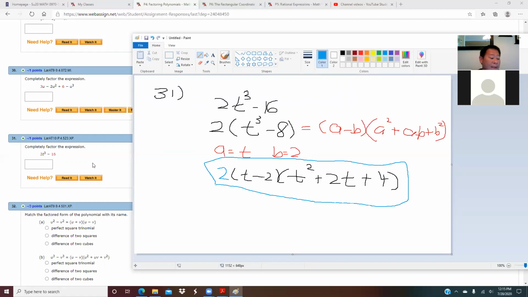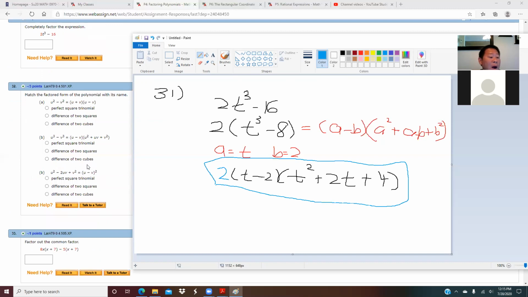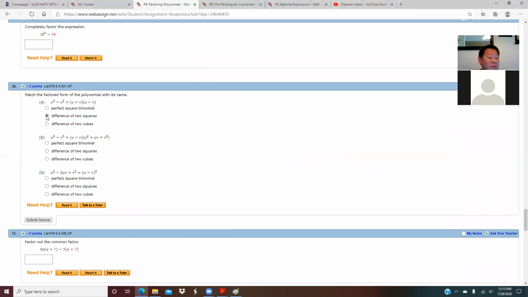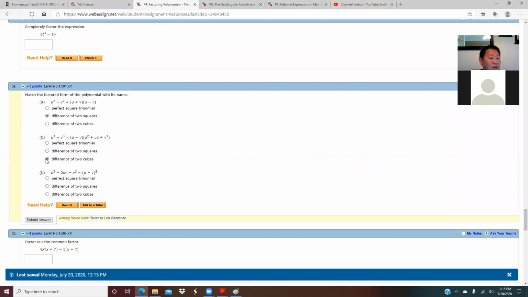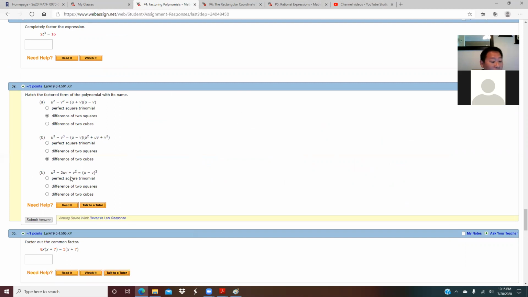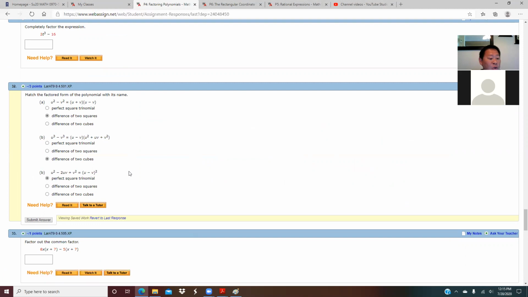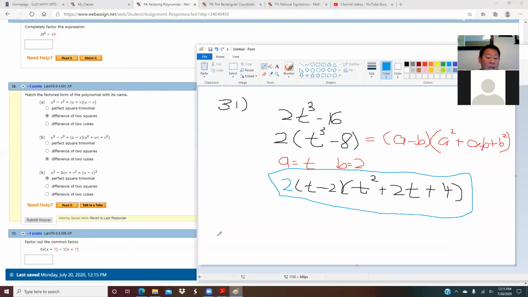And lastly, for question 32, match which are the factors in this case. This is from the notes. This is called the difference of two squares because they are squaring here. This one is a cube, so it's a difference of two cubes. And this one is a trinomial because it's three terms, so it's a perfect square trinomial. So this is how we do question number 32.